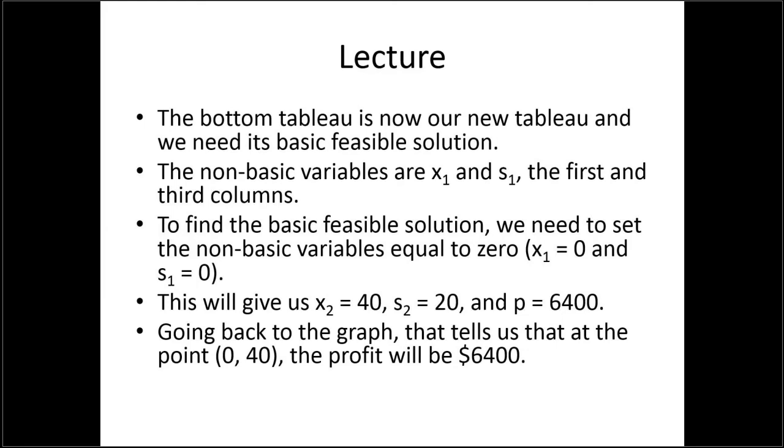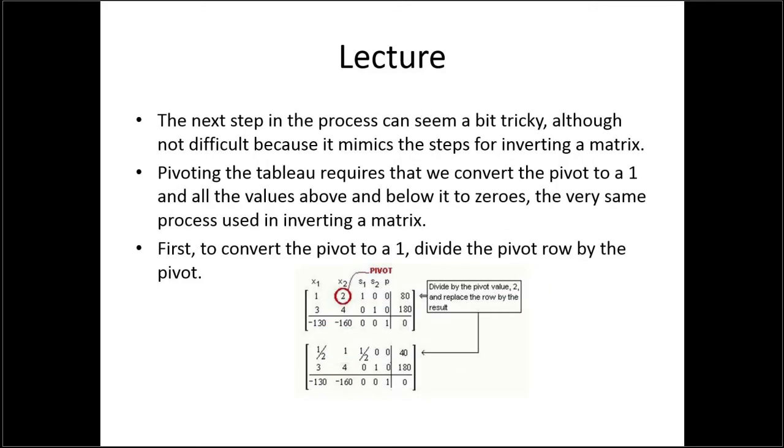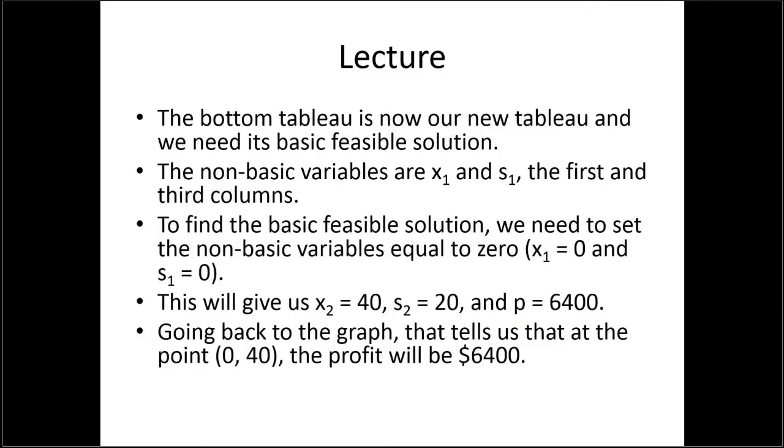Okay, so the non-basic variables here are x1 and s1. And why are they the non-basic variables? Because they have something besides 1s and 0s there. So we set these equal to 0 in order to find the new basic feasible solution, and this will give us the results that x2 equals 40, s2 equals 20, and profit equals 6,400.